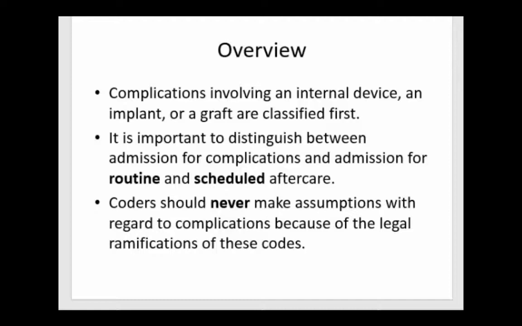When you have complications that are involving an internal device, an implant, or a graft, that's going to be classified first. It's important to distinguish between an admission for complications and admissions for any routine or scheduled aftercare follow-up to procedure. And as I just said, we can't make assumptions because of the legal ramifications of complications to procedures. People sue doctors. We never want to make those assumptions when we're assigning codes. We only want to code whatever the doctor has said.